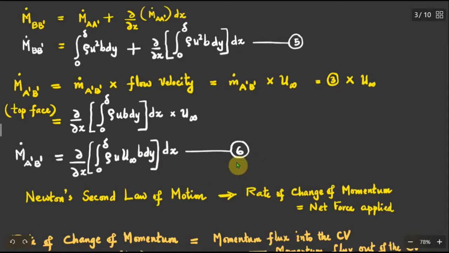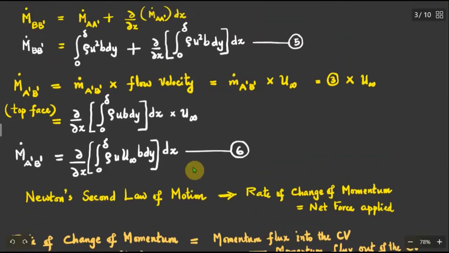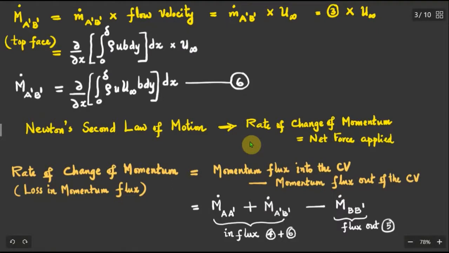Now we have the momentum flux through the three phases under consideration: the left side phase A dash, the right side phase B dash, and the top phase A dash B dash. Of these, the momentum flux in is through the left side phase and the top phase, and the momentum flux out of the control volume is through B dash, the right side phase.